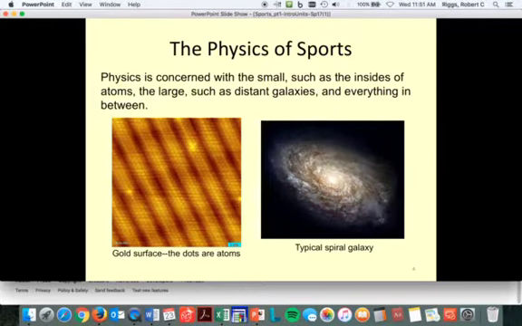So, physics sports. What is physics? Physics is concerned with the very small and the very, very large. And so when we look at this, we have to use scientific notation. So we'll practice scientific notation. These little dots that you see here are actually atoms, and these are the energized little atoms on the gold surface. Okay.